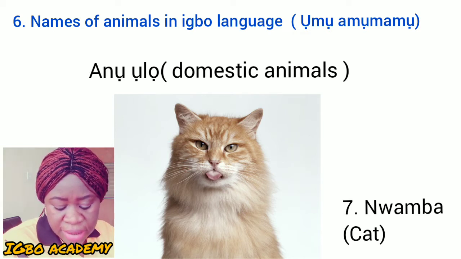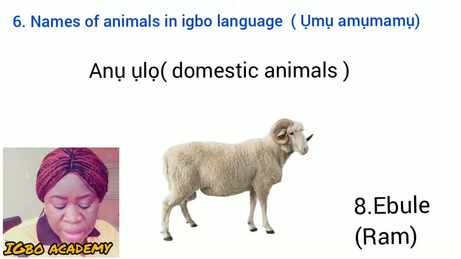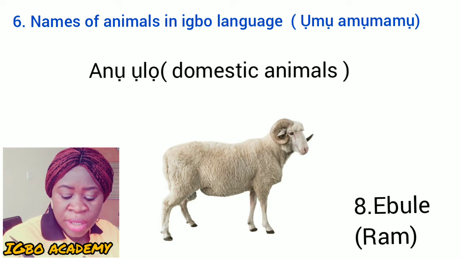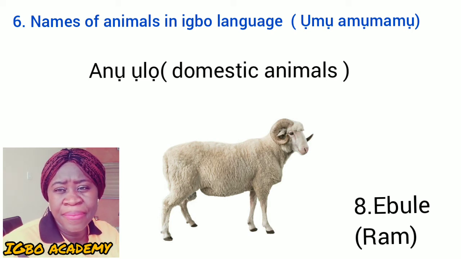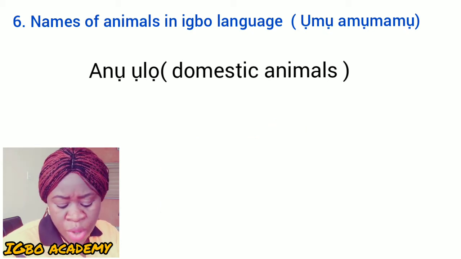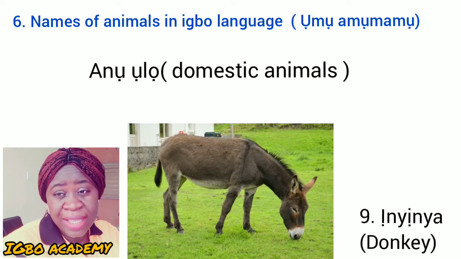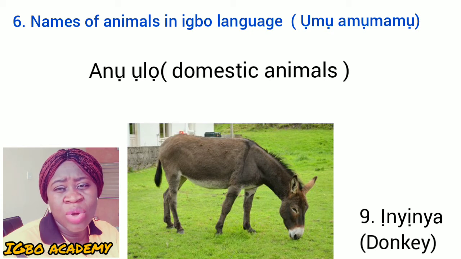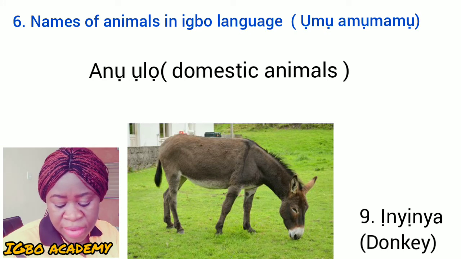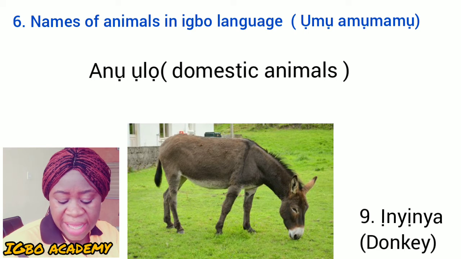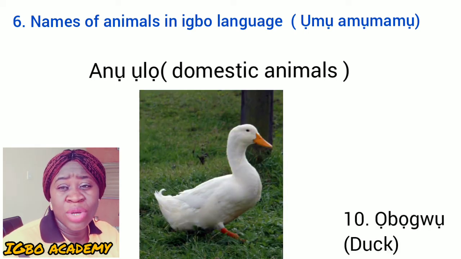Number eight is the ram. The ram is called ebule. Ram, ebule. Number nine, donkey. Donkey is called ịnyịnya. Donkey, ịnyịnya.